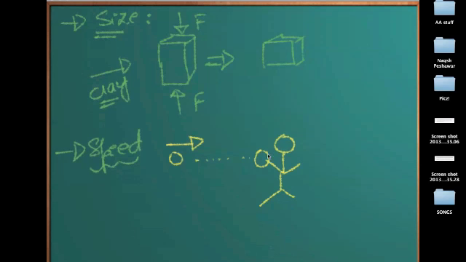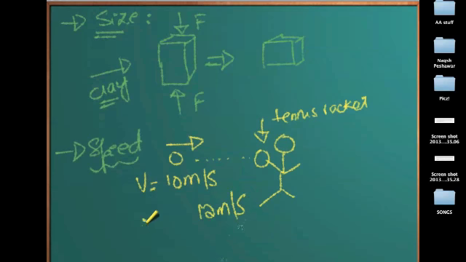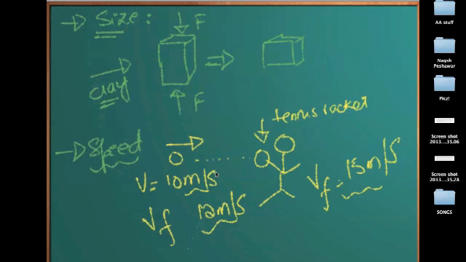Or let's say you have a tennis racket, and there is a tennis ball coming your way. All you do is hit the ball. Let's say initially it was coming at a velocity of 10 meters per second. There is a very high probability that when you hit the ball, the velocity will not be 10 meters per second anymore. It might be 12 meters per second final velocity, or let's say 15 meters per second. I don't know, but we can calculate it using the methods that we will see in the next lectures.